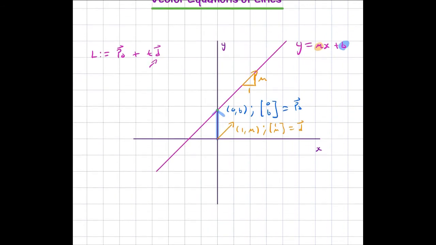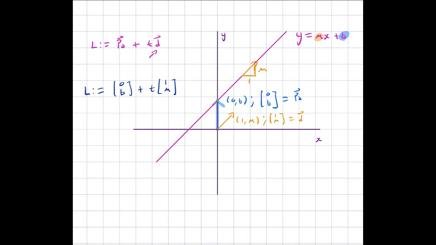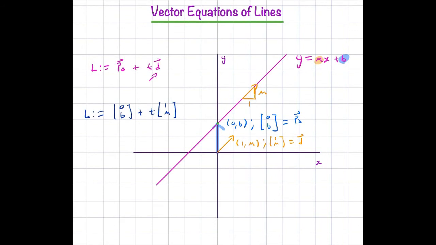Again, any non-zero multiple of this will work just fine, but for simplicity, we can say L is defined to be equal to (0, b) plus t times (1, m). Or if you're really attached to these horizontal vectors, which I do in high school, I can write this as (0, b) plus t times (1, m). So that is the vector equation of the line.